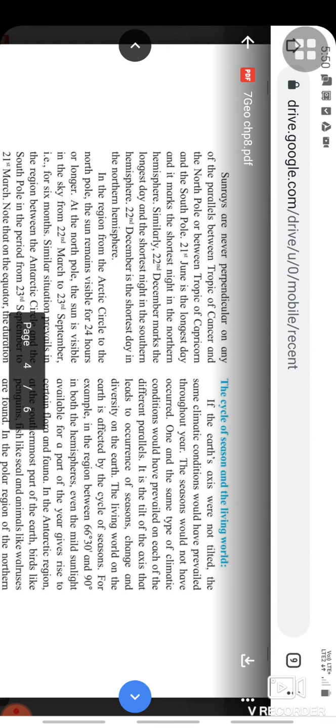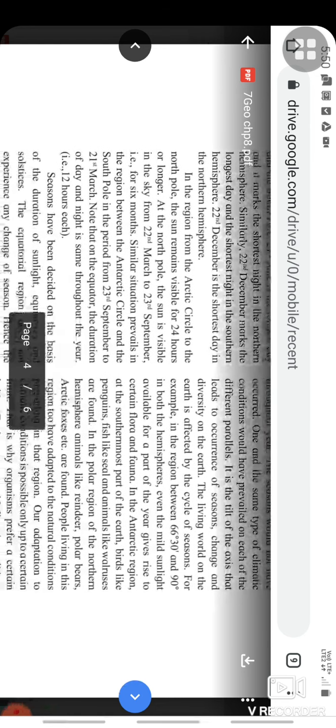Sunrays are never perpendicular on any of the parallels between the Tropic of Cancer and the North Pole, or between the Tropic of Capricorn and the South Pole. 21st June is the longest day and it marks the shortest night in the northern hemisphere. Similarly, 22nd December marks the longest day and the shortest night in the southern hemisphere. 22nd December is the shortest day in the northern hemisphere.